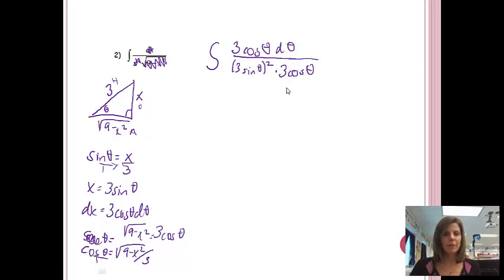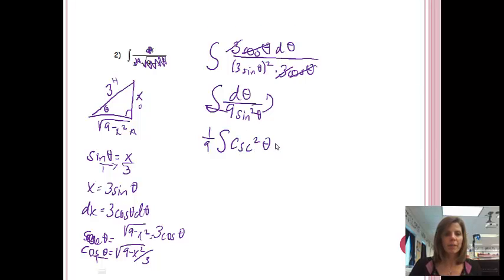All right, from here we're just going to clean things up. I notice that these 3's will cancel, these cosines will cancel, and I'm going to do a little work now. So I have d theta. If I distribute that square to both parts, I'm going to end up with 9 sine squared theta. Okay, now I'm going to bump the 9 out front, so I'll have a 1/9 on the outside, and then since I have sine squared down on the bottom, if I were to move that up top, 1 over sine squared is equivalent to cosecant squared theta, d theta, and we actually have a formula for cosecant squared.